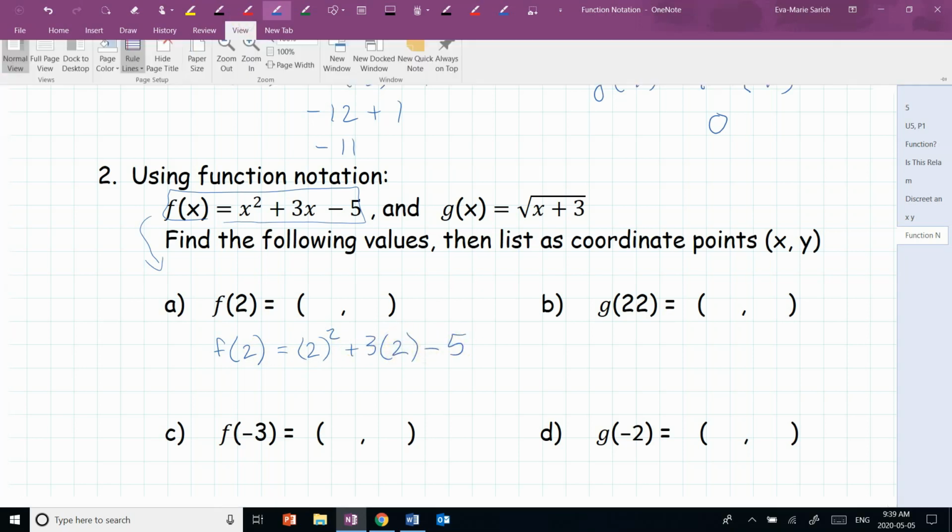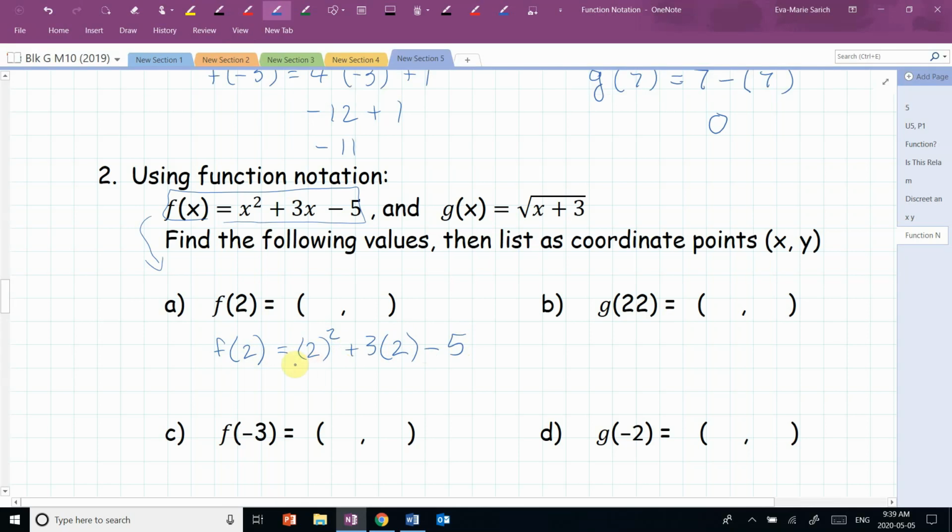Remember, you're calculating following BEDMAS, so that means exponents are going to go first here. So 2 squared is 4. Then we're going to do our multiply, which is plus 6. And now we're going to add and subtract from left to right. So 4 plus 6 is 10, and then 10 minus 5 gives us 5. So when x is 2, y is 5. That's our ordered pair. Okay, let's look at g of x. A little bit more complicated with a square root symbol.